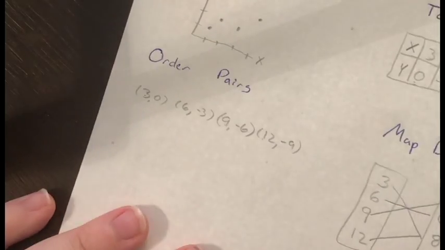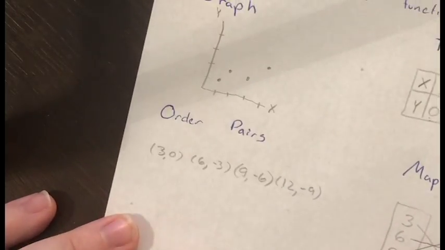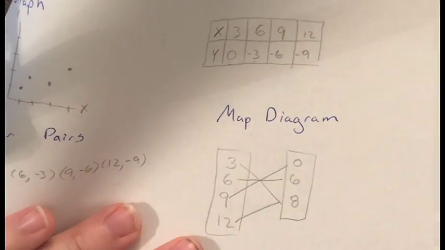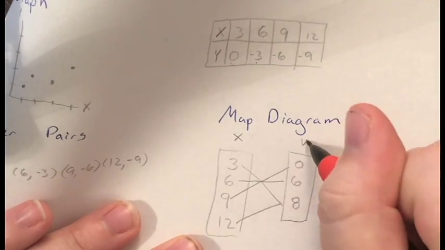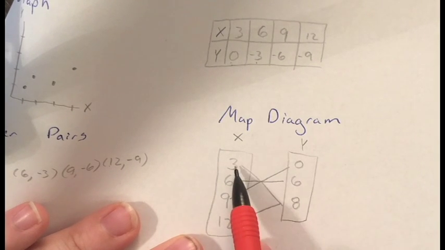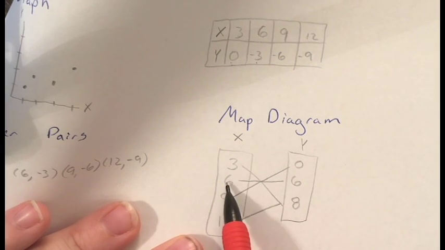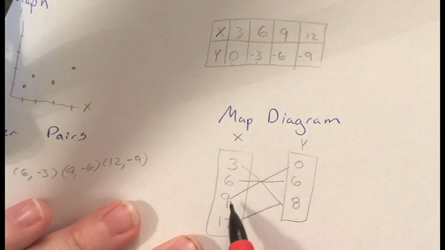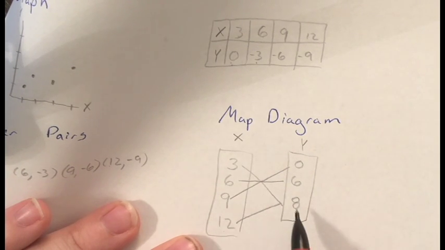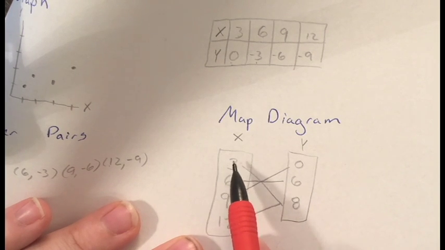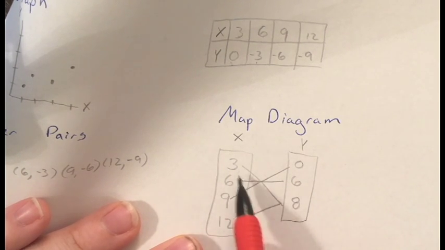All right. Now, the next one would be a map diagram. And so we would have these represent my x and these represent my y. Notice how each x only goes to one number, even though these two x's share the same y, that's okay. Each x has a number only by itself.